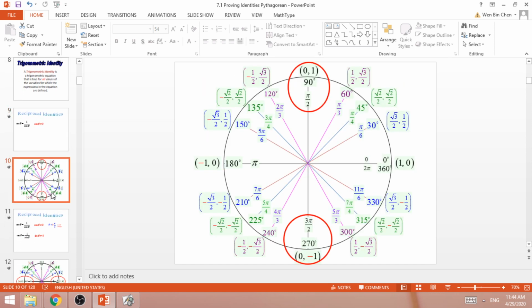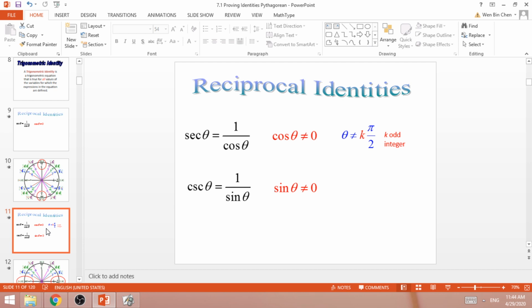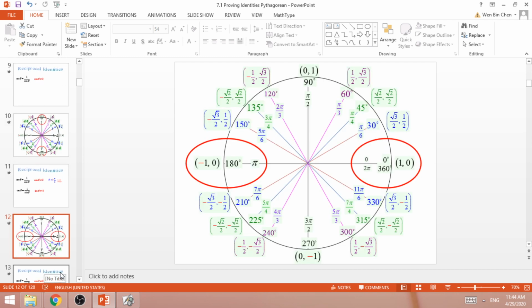This is just like talking about the unit circle, finding those ratios, the reciprocal identities. So theta has certain restrictions. It cannot be pi over 2 times k, because at those positions you'll find that secant is undefined. And then cosecant of theta is quite similar: sine of theta cannot be 0, otherwise you'll end up with an undefined situation.